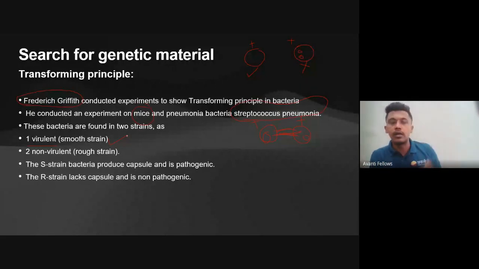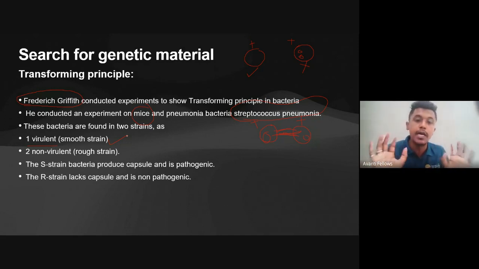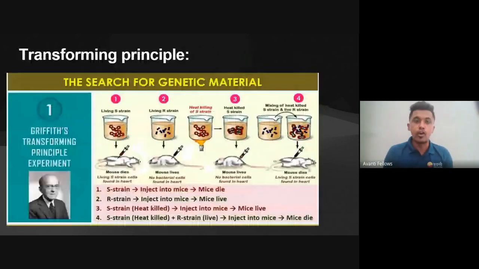So if I take one pneumonia-causing bacteria which has virulence and give it in your body, what happens? You get a disease, obviously. Whereas the R strain bacteria, if I just put it in the organism, it will not be able to cause any disease. So that is why it is called non-pathogenic. So the smooth strain is pathogenic and the rough strain is non-pathogenic.